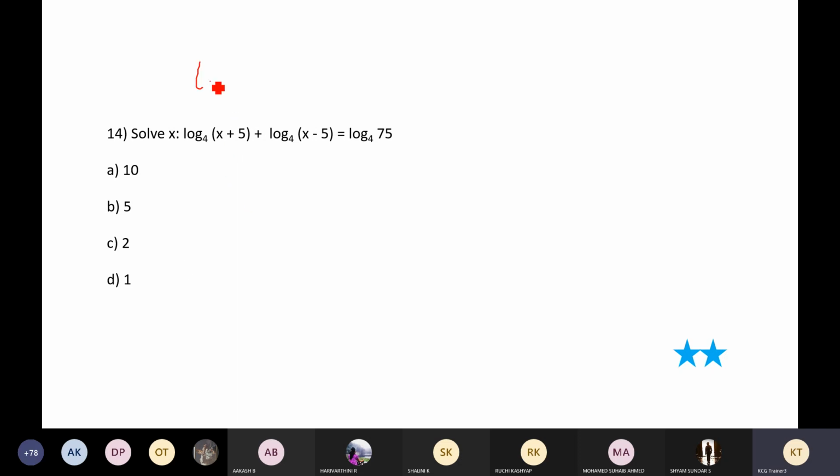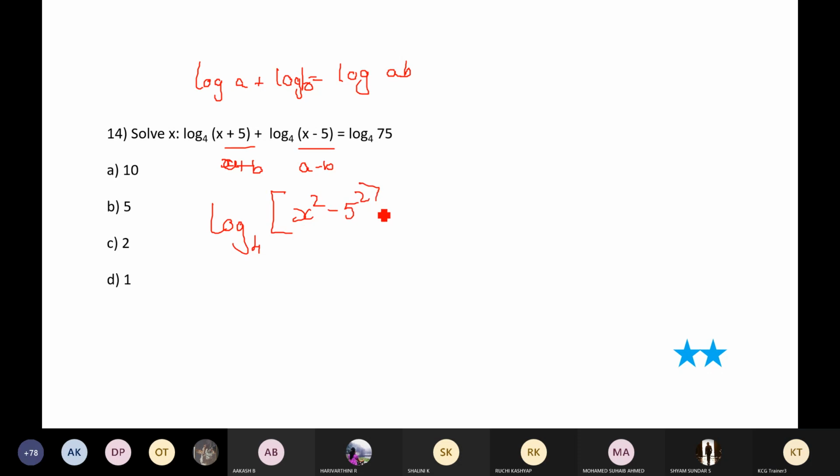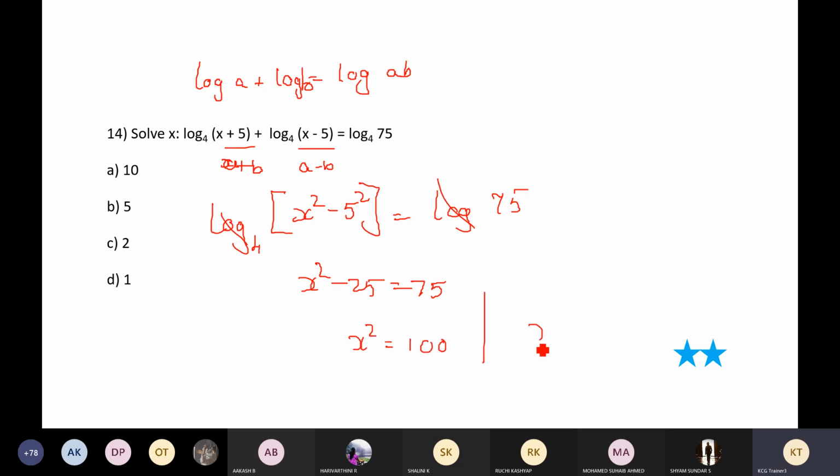So listen here, this is again of the format log of A plus log of B. So I can write this as log of A into B. So if I multiply these two, this will be of the format A plus B. This is A minus B. So I can say log of A square minus B square is equal to log of 75. So x square minus 25 is equal to 75 because log gets cancelled. So x square is equal to 100. So what is the value of x then? X is equal to square root of 100. My answer is 10. Excellent, guys.